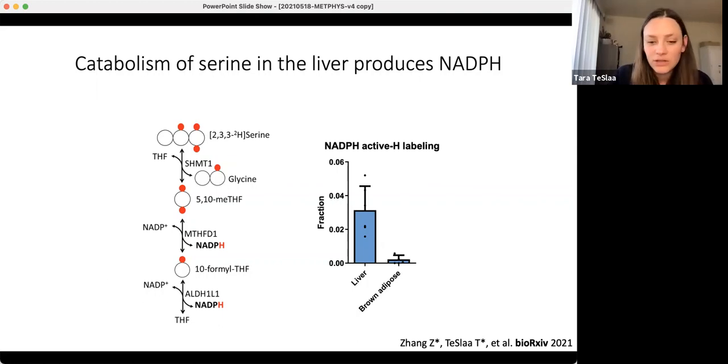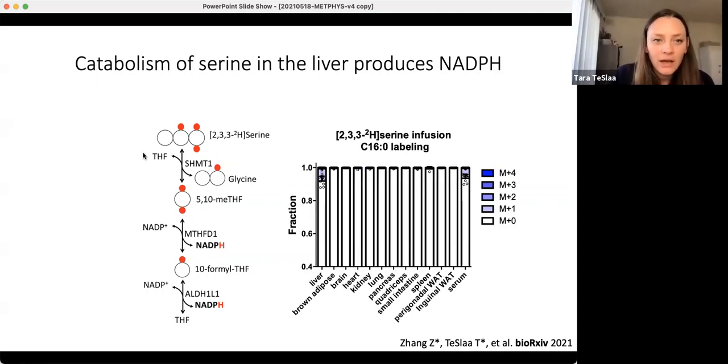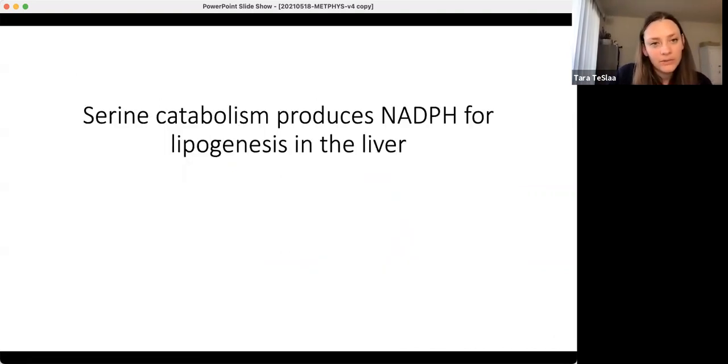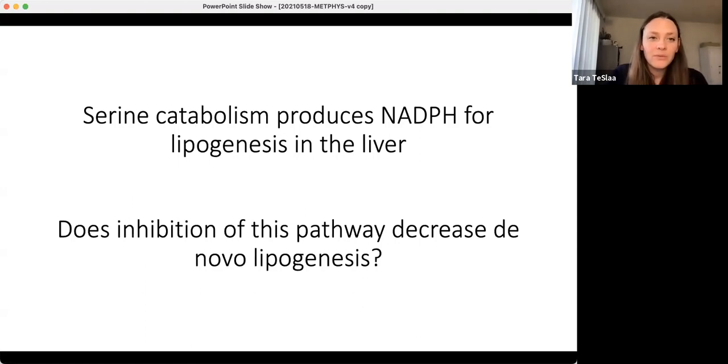So is this used to drive lipogenesis? Yes, we can see labeling in the fatty acids in the liver also, and we could not see labeling in any other tissue. So, we concluded that serine catabolism produces NADPH for lipogenesis in the liver. However, we wanted to address our initial hypothesis: can we inhibit NADPH production and decrease de novo lipogenesis?